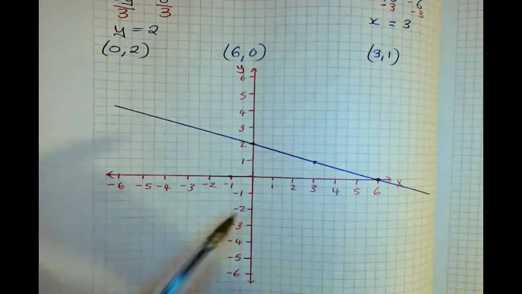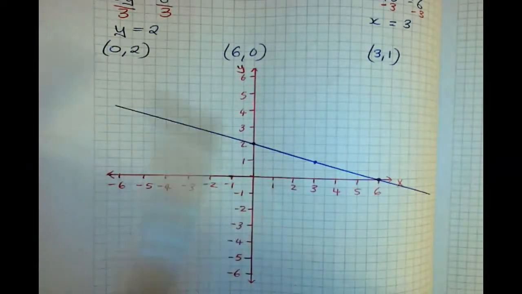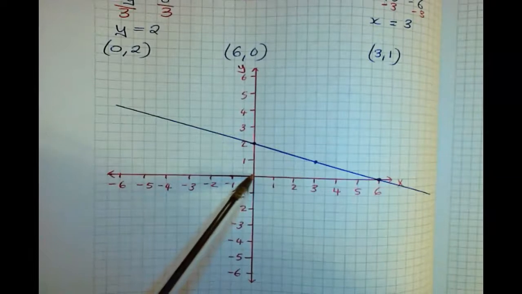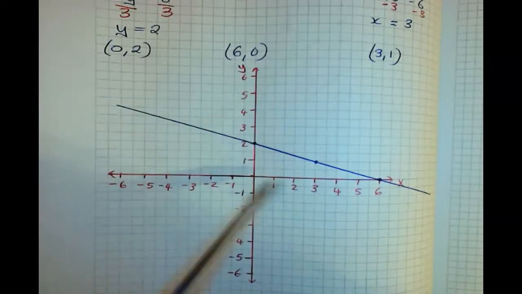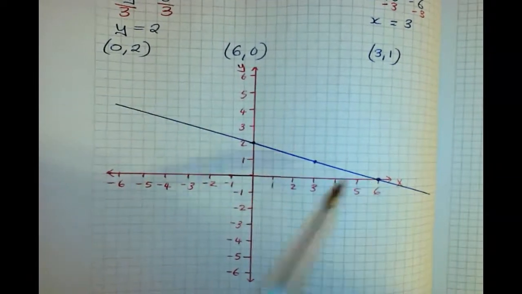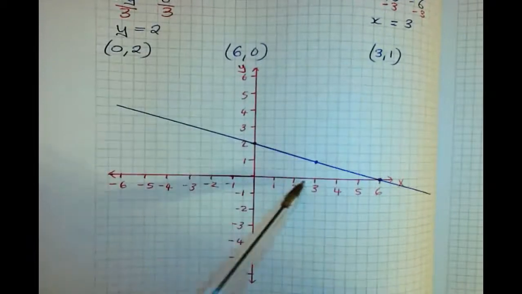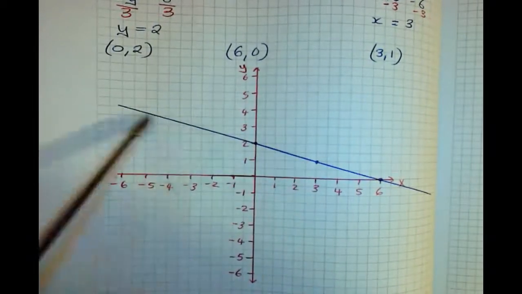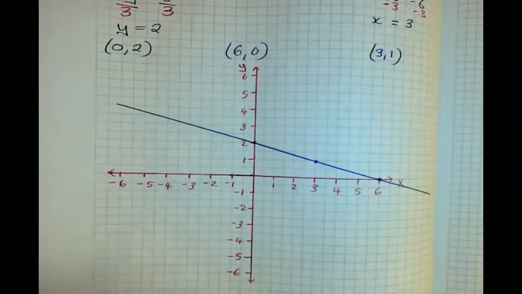We just plotted our 3 points. So (0, 2): 0 on x, we go up to 2 on y. (6, 0): we go out to 6 on x, and 0 on y. And (3, 1): we go out to 3, we go up 1. Okay, and we just drew a line through those, so that's our line.